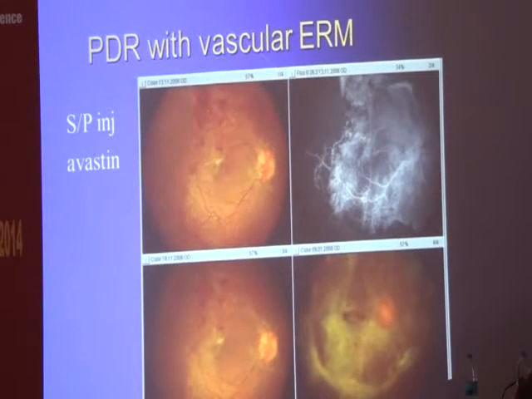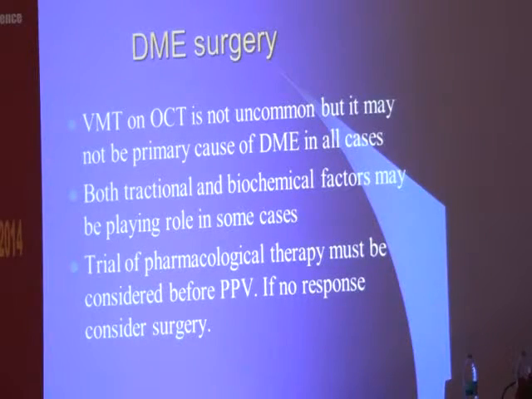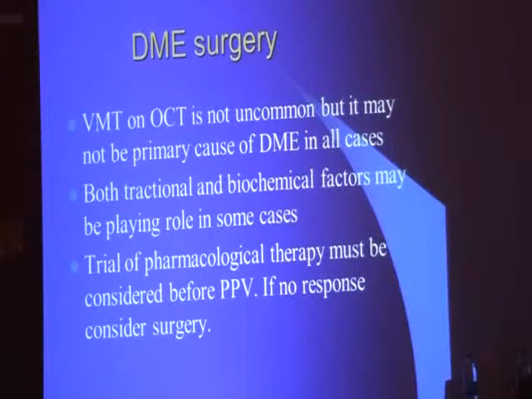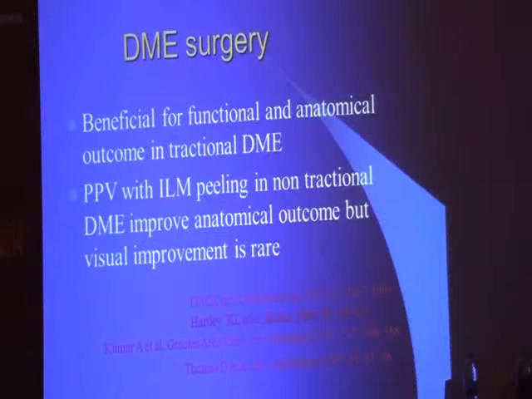That is what can happen at times, that's the problem. So as far as DME surgery is concerned, VMT on OCT is not uncommon, but it may not be the primary cause in all cases. Both tractional and biochemical factors play a role, and this is being taught more and more at this time. So at this time, what is being thought is that we must give a trial of pharmacological therapy before PPV, because many of them may respond, and if they don't respond, then only consider surgery. So this is what is mostly being thought.